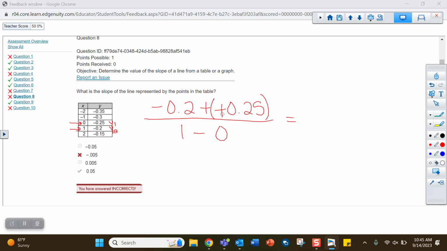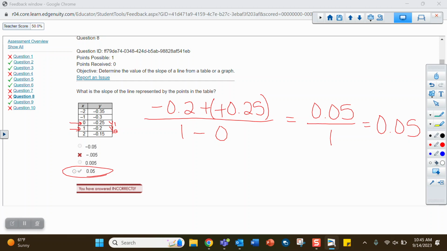-0.2 plus 0.25 is 0.05. And then I divide that by 1, so I just get 0.05. So it should have been positive 0.05.